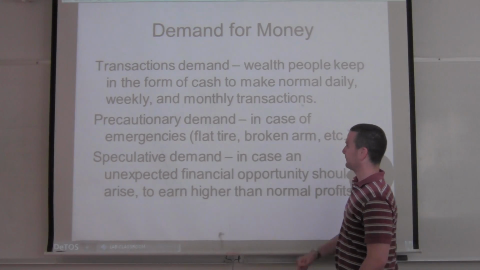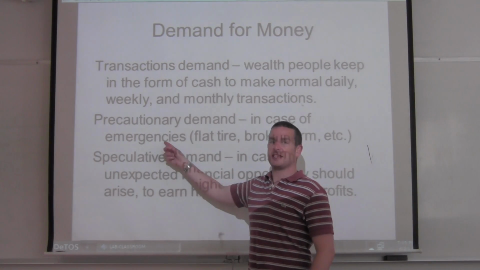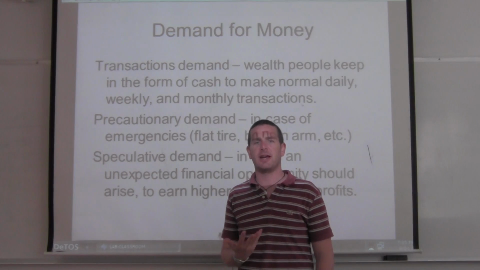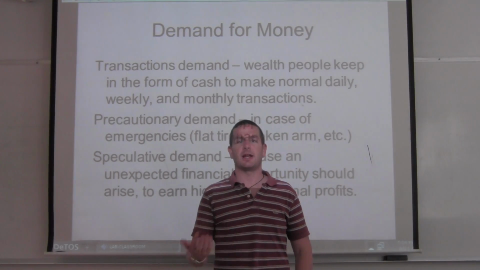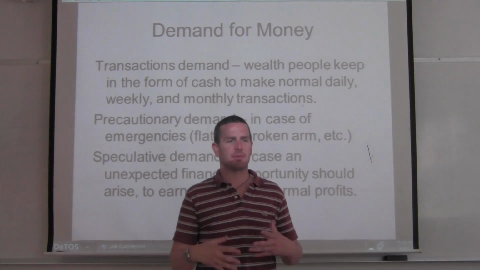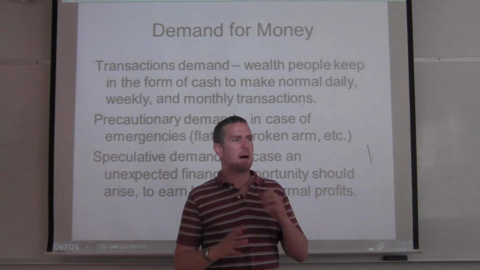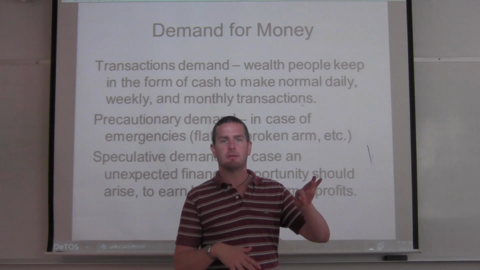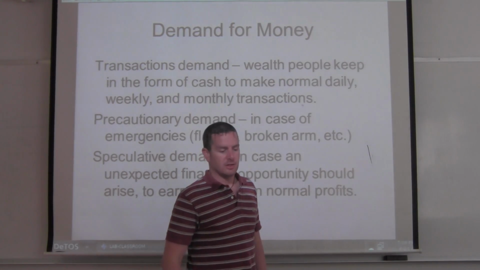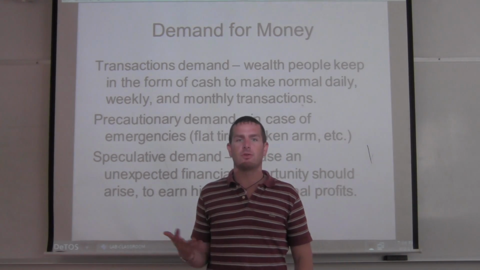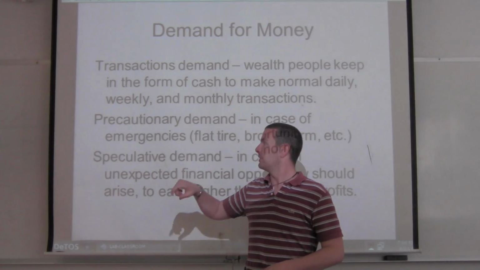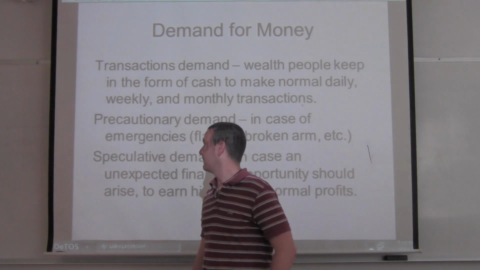Precautionary demand. It's money you keep in case of an emergency, a flat tire, broken arm, things like that. You know, save it for a rainy day. I had a friend growing up whose parents kept something like $500 in a box stored away, just in a corner, hidden, and that was precautionary demand, simply because that was money for a rainy day. If you lose everything, you still have some money lying around.